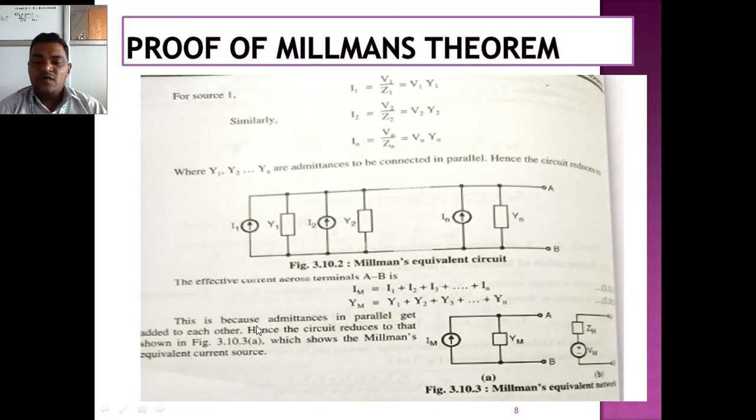This is because we have compressed the circuitry into the equivalent circuit diagram, Millman's equivalent circuit diagram, where I of M is in parallel with Y of M. This is basically Norton's equivalent circuit, and we can convert it by current source to voltage source transformation. Then V is equal to I into R, and this resistance is in series with the voltage source, so here V of M is in series with Z of M. This is called Millman's equivalent circuit diagram.